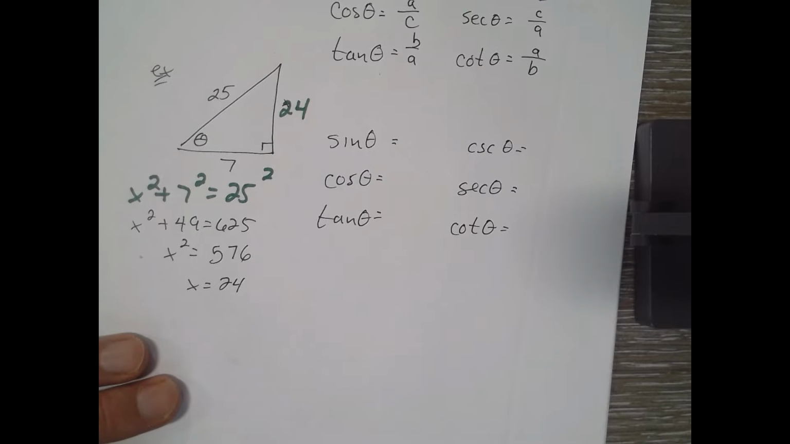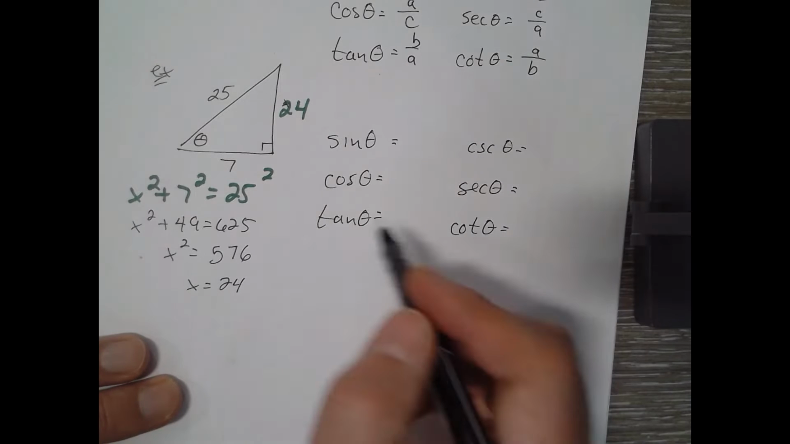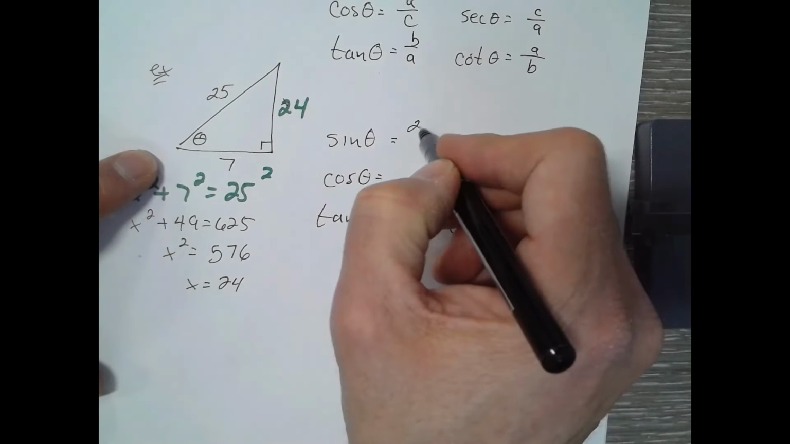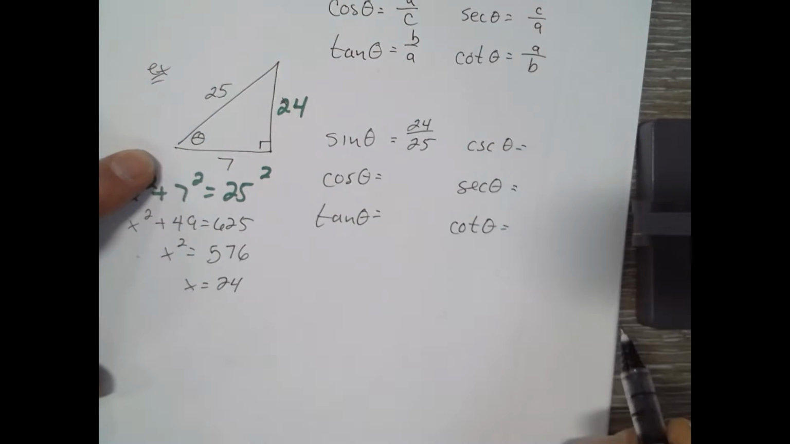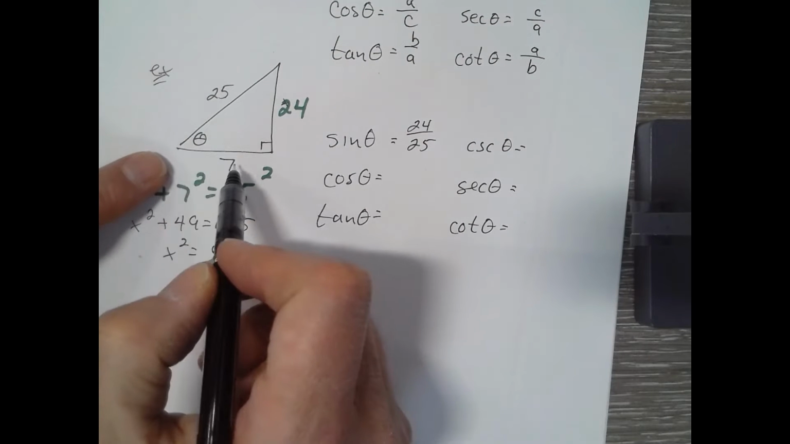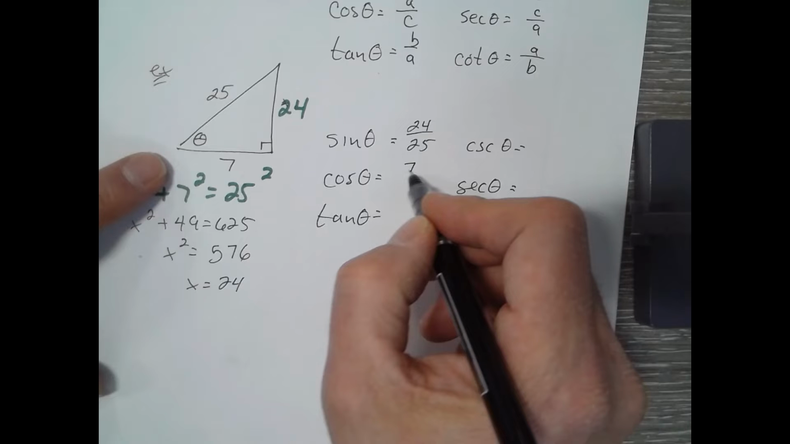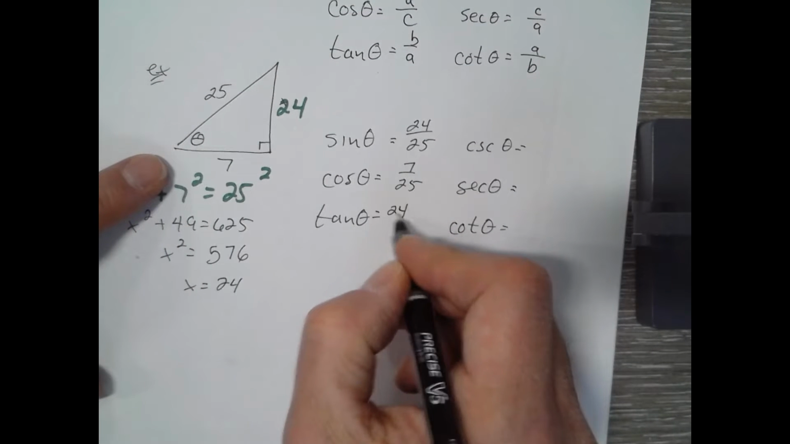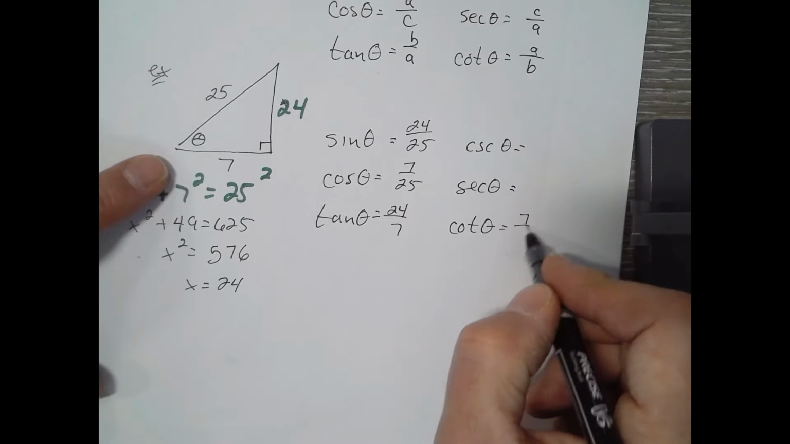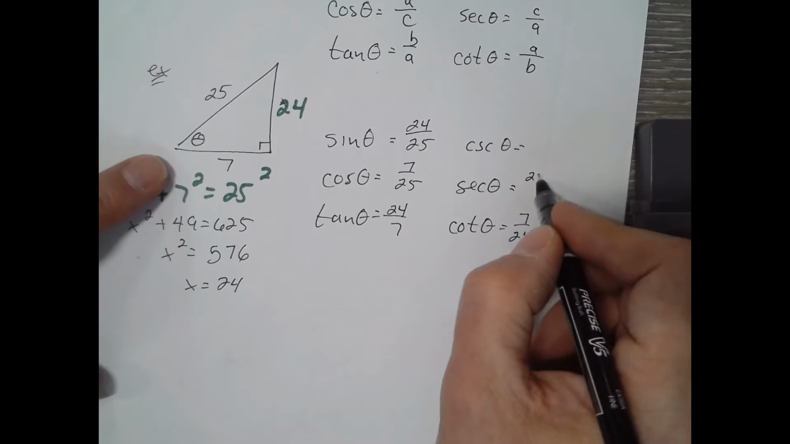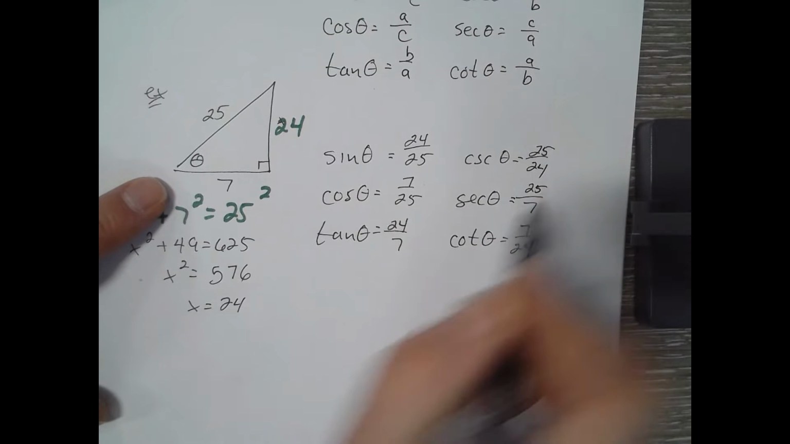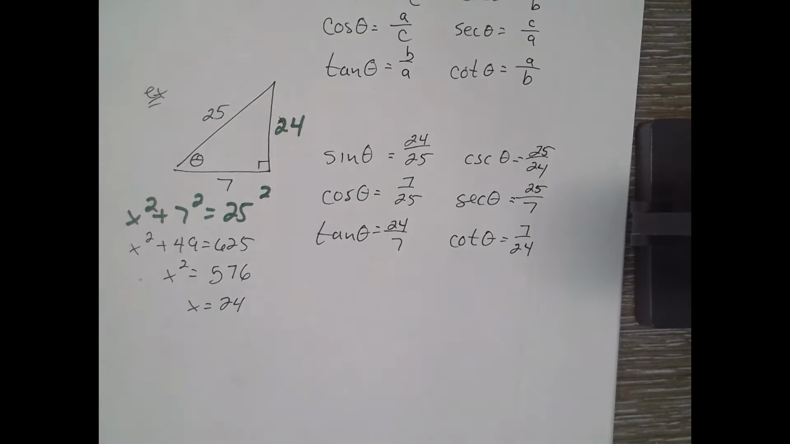Okay. So sine of theta would be opposite over hypotenuse, 24 over 25. Cosine of theta would be adjacent over hypotenuse, so 7 over 25, and tangent would be 24 over 7. And then we could just reciprocate all of these. All right, questions on that?